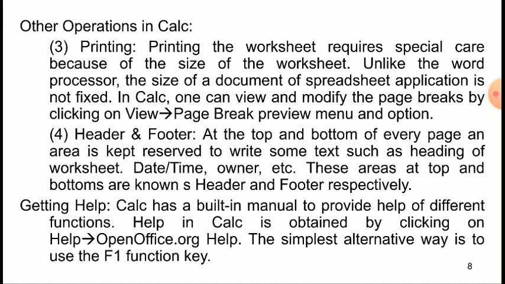Next, the last topic is the Help menu. Getting help: Calc has a built-in manual to provide help on different functions. Help in Calc is obtained by clicking on Help and then OpenOffice.org Help. The simplest alternative way is to use the F1 function key. So the shortcut key is F1. So that is Help. It opens the Help menu.